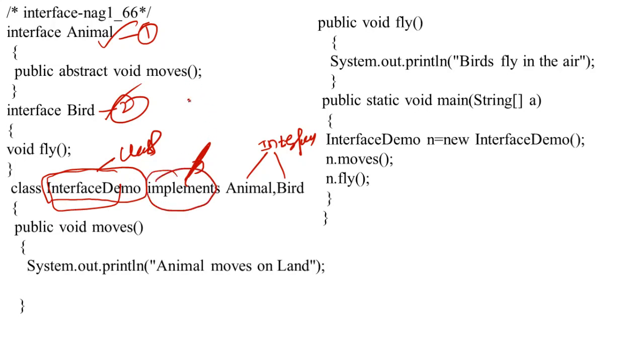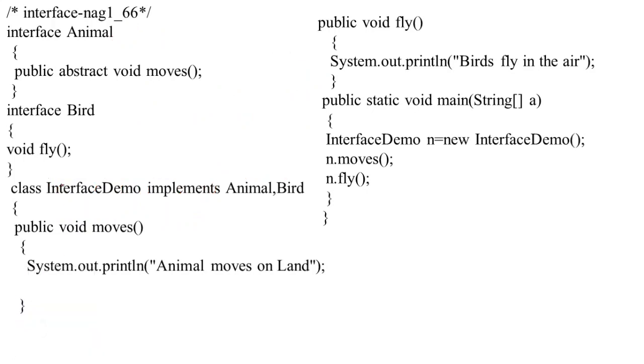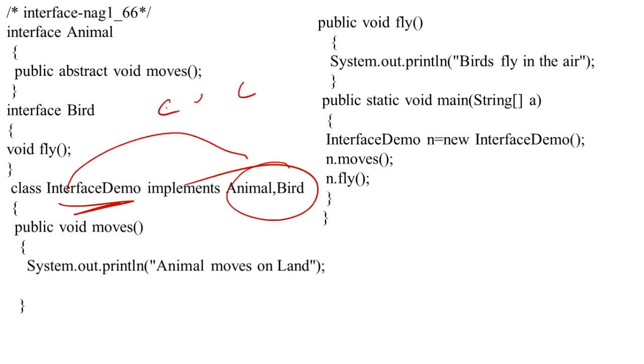If you have two classes, class 1 and class 2, what is the relation between the two classes? Extends. One class can extend another class. But a class can implement interfaces. A class can implement interfaces, but one class can extend another class. The relation between two classes is extends, whereas the relation between a class and interfaces is implements.